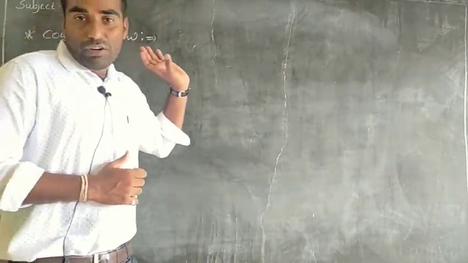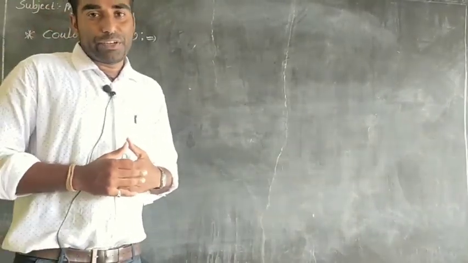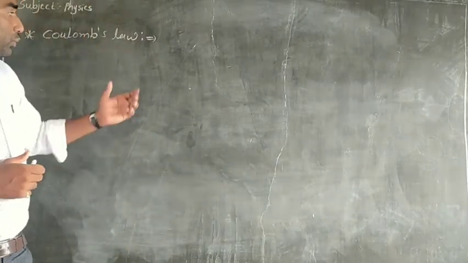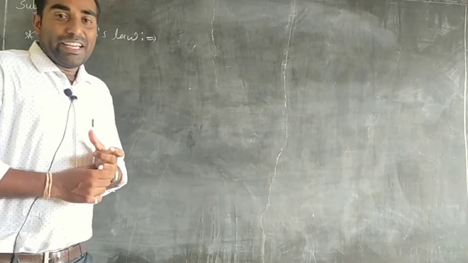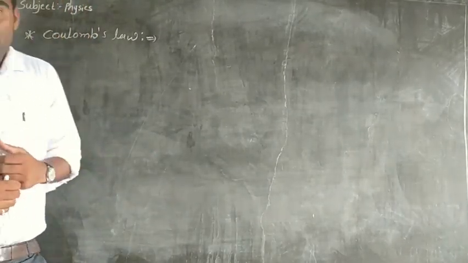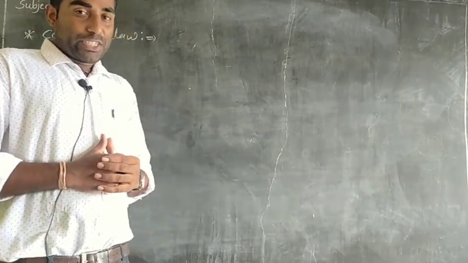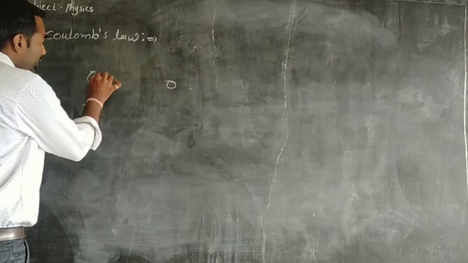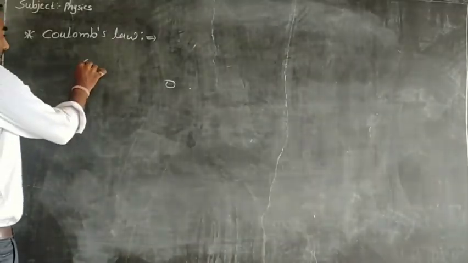According to this law, the force of attraction and repulsion between two point charges is directly proportional to the product of these two point charges and inversely proportional to the square of the distance between them, and acts along the line joining these two charges.